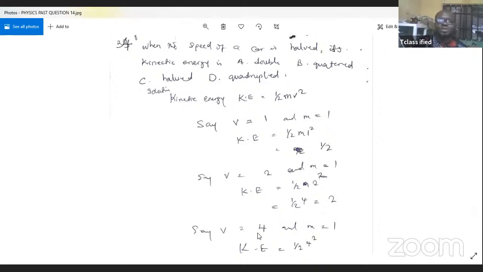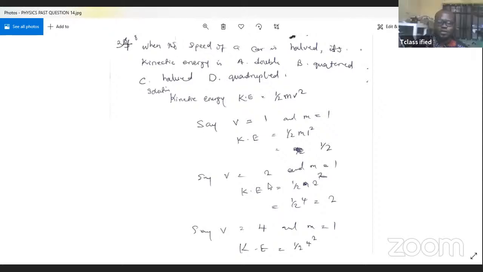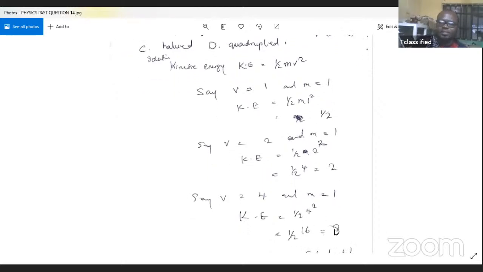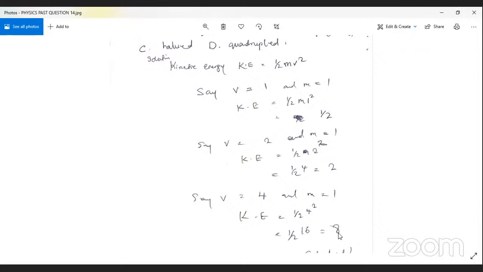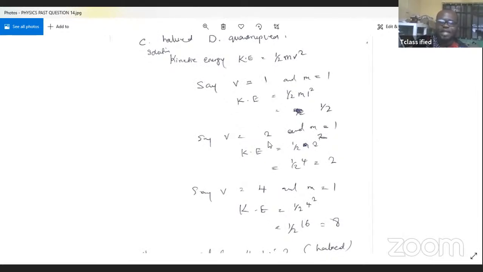Okay. So if you have the speed of the car from 4 to 2, from this our solving, you see that the KE is going from 8 to 2. If you also have the speed of the car from 2 to 1, you will see that the KE is moving from 2 to 1.